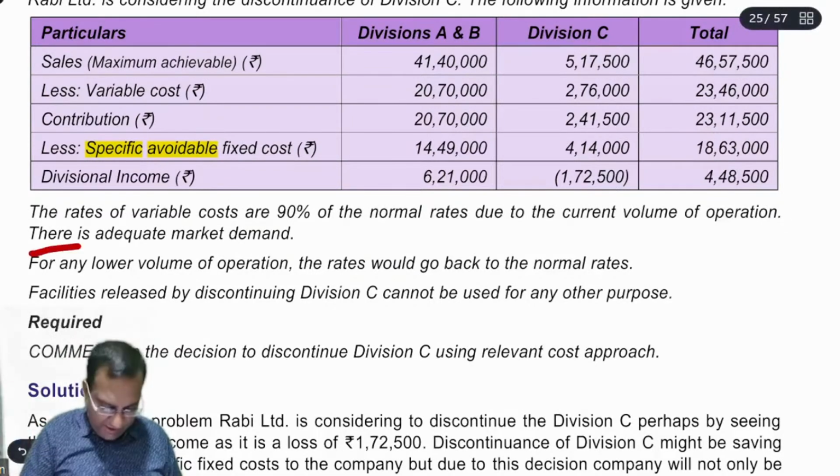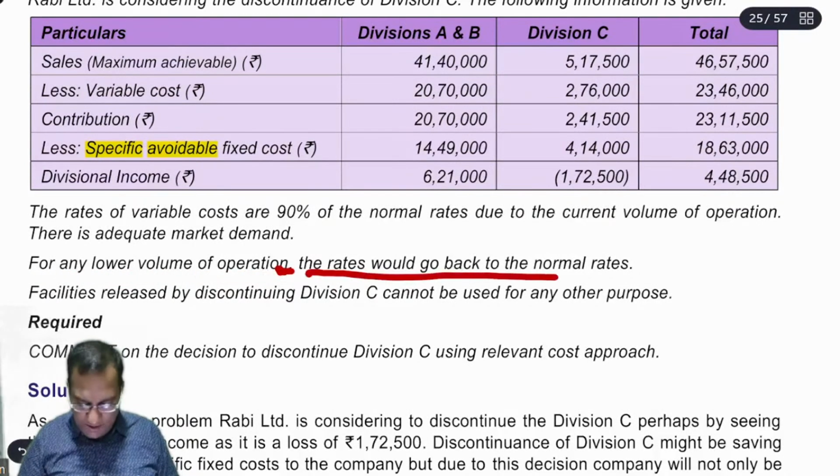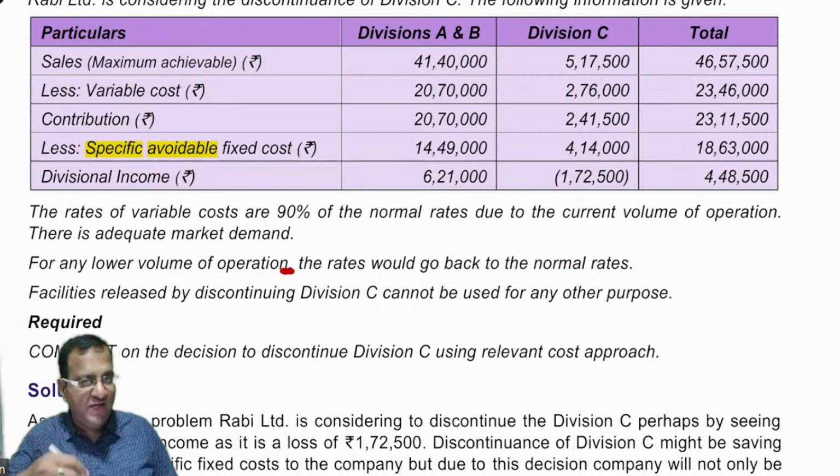There is adequate market demand for any lower volume of operation. Currently, we are operating three departments, A, B, and C. If we discontinue Department C, then it amounts to a lower volume of operation. What would happen? The variable cost rate, which we are benefited by almost 10%, will go back to the normal rate in case of any lower volume of operation.